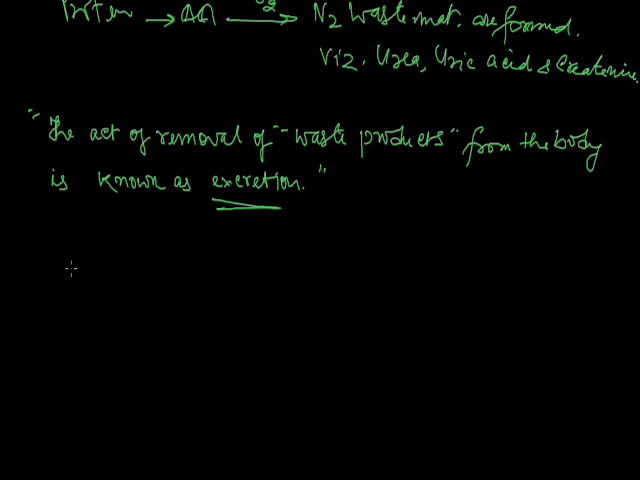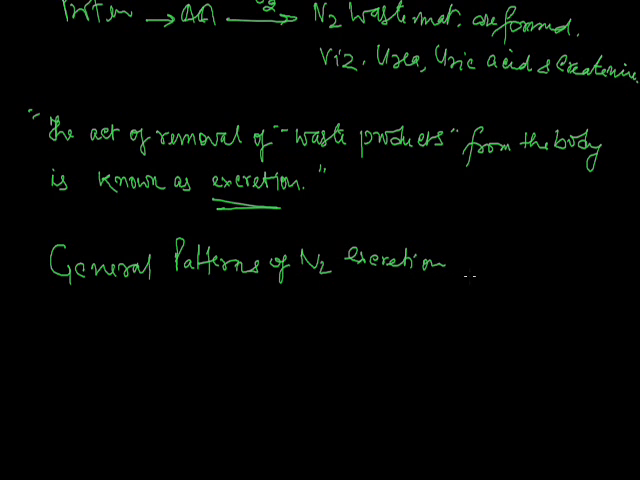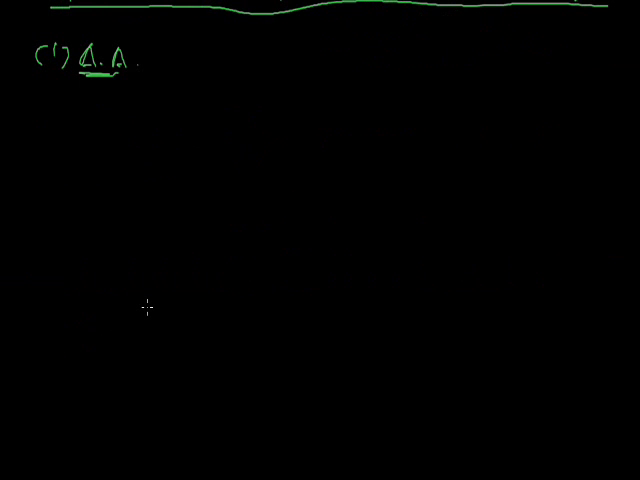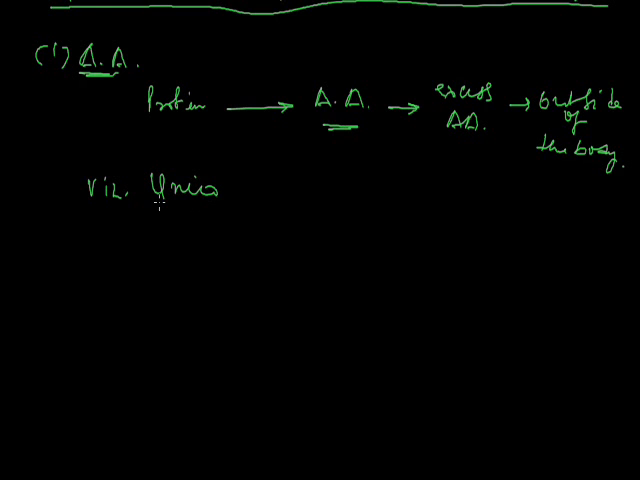Now, what are the general patterns of nitrogen excretion and its modification? Amino acid: as a result of digestion, protein is hydrolyzed into amino acid. The excess of amino acid is excreted outside of the body, such as in Unio and starfish.